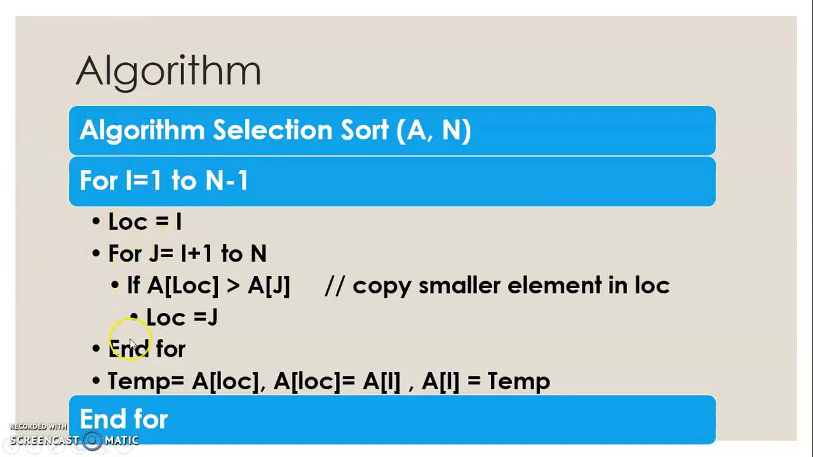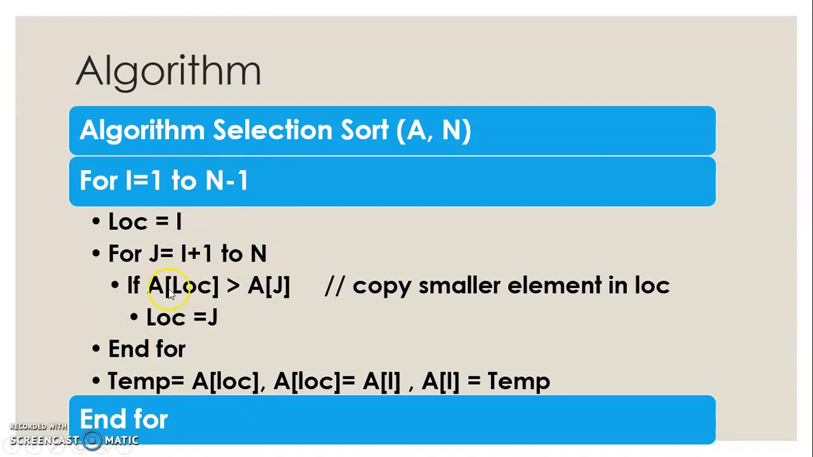And then there is another for loop in which we will compare each jth element with the LOC element, and if the jth element is smaller, we will update the LOC to point towards that j. So j is going to proceed from I plus 1 till n. LOC is going to be the ith element, and the element next to this ith element is I plus 1. So j will start from a location immediately next to the ith element, and it will go till n.